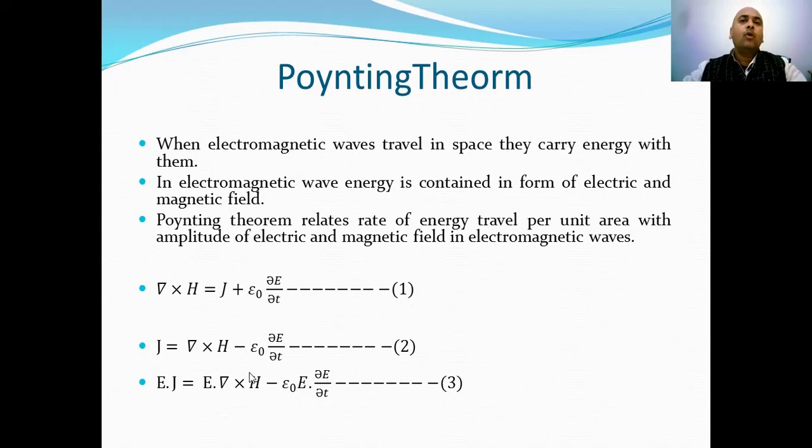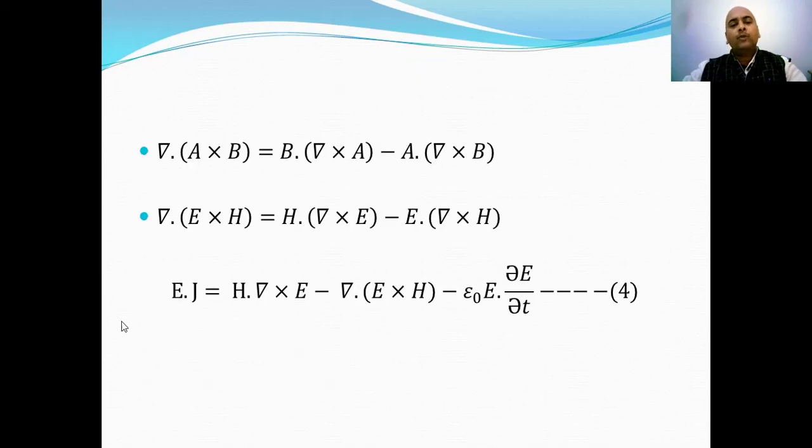Now taking the dot product of this equation on both sides with the electrical field E, that is, E dot J is equal to E dot curl of H minus epsilon naught E dot ∂E/∂t. Now by using the equality that del dot (A cross B) is equal to B dot (del cross A) minus A dot (del cross B).